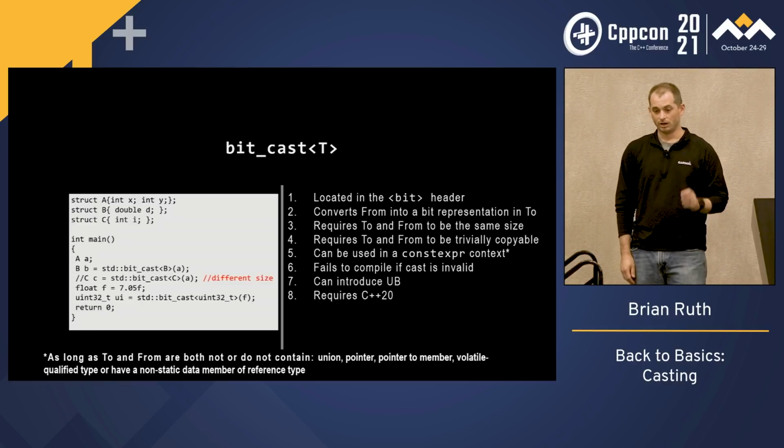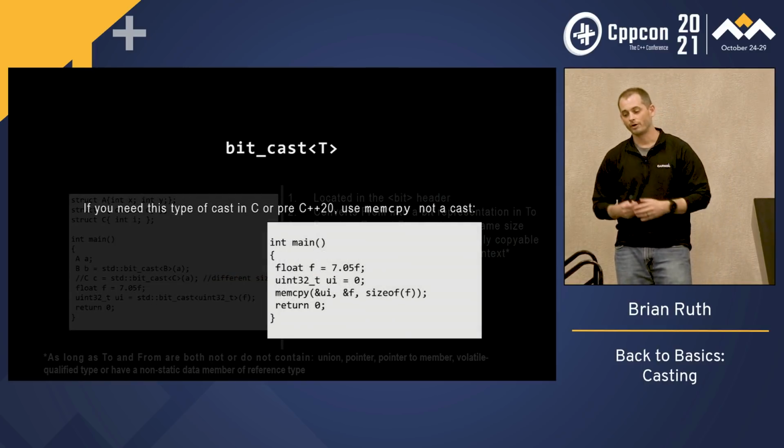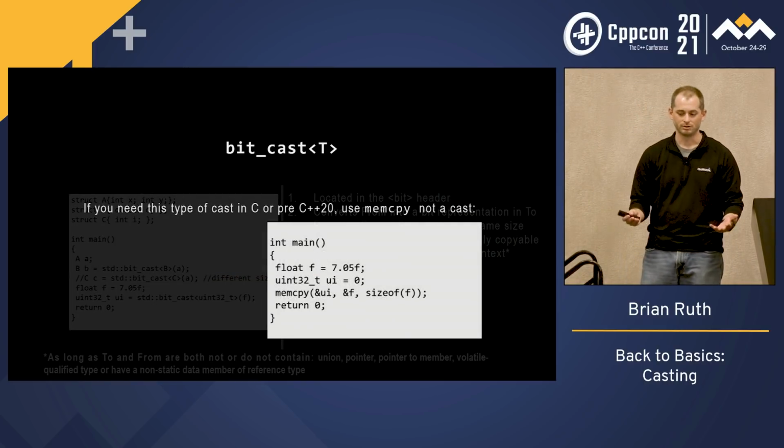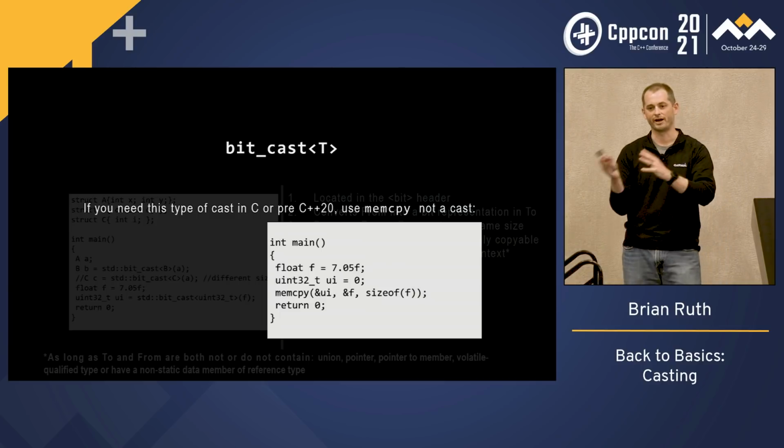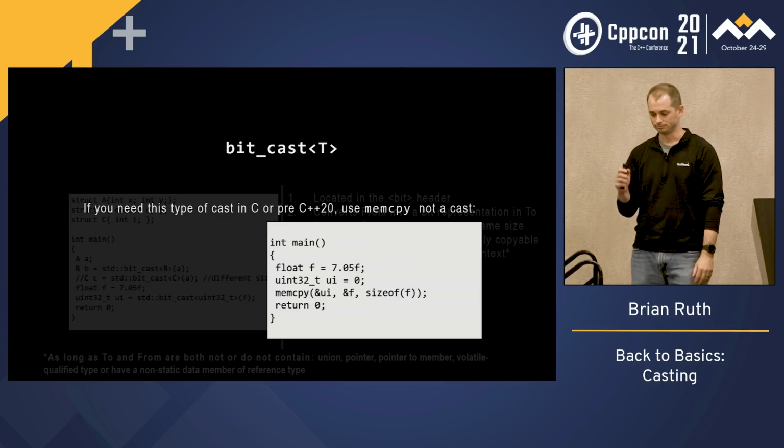If you don't have C++20 or you're using C, the canonical way to go about doing this is to use a memcpy. You do not want to use a cast to go back and forth between, even in C, because you can run into that type aliasing rule.